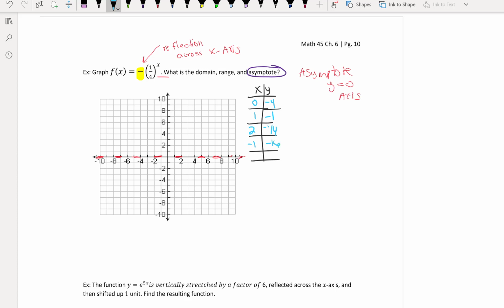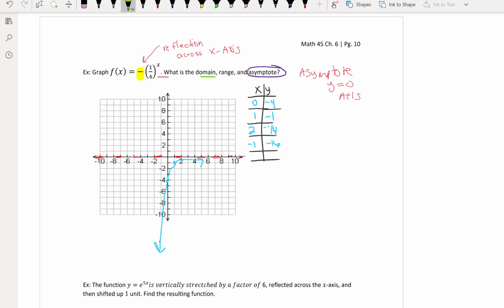So I'm like, okay, at least now I have a general idea of what this graph is supposed to look like. So I know that I have a 0, negative 4. I have a 1, negative 1. And a positive 2, it's a negative 1/4, so it's really close. And at negative 1, it shoots off to a negative 16, so you're somewhere over here. So your graph, more or less, is looking like that.